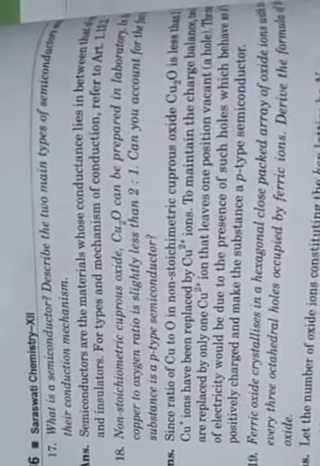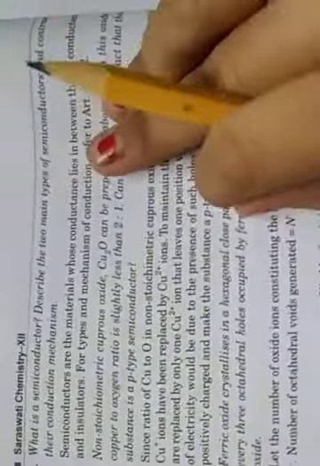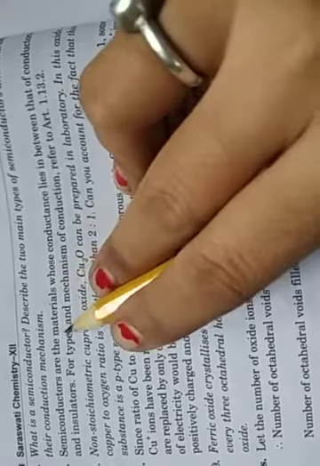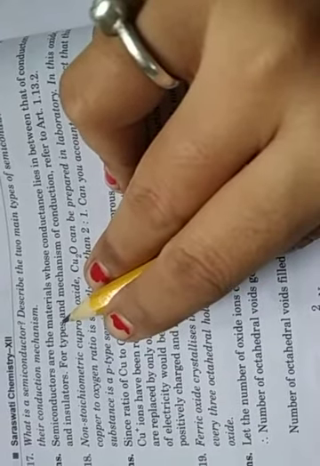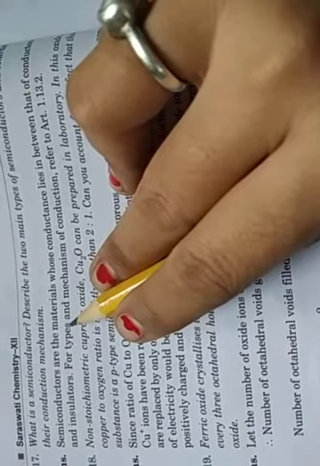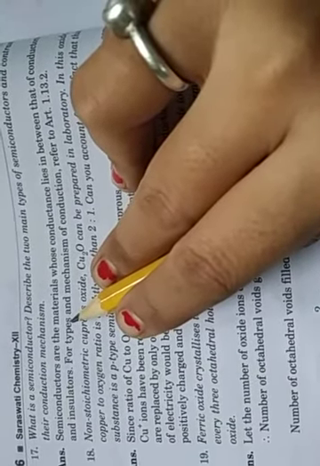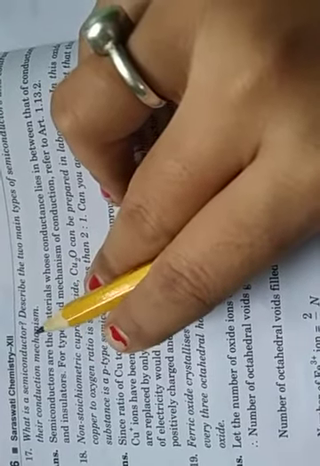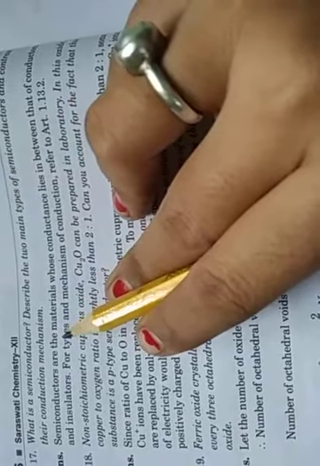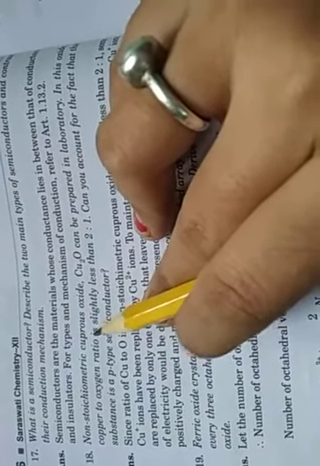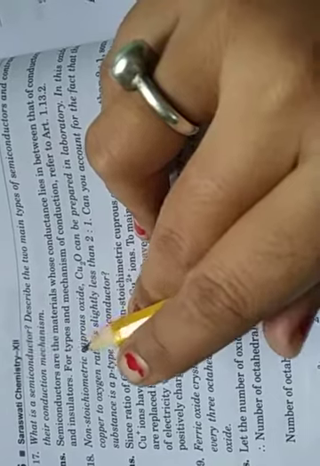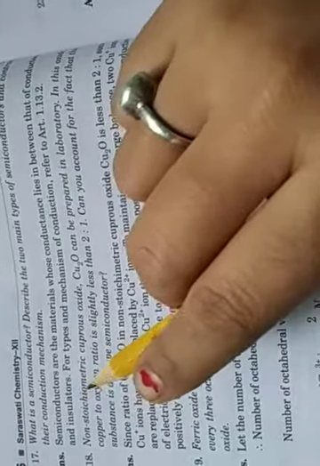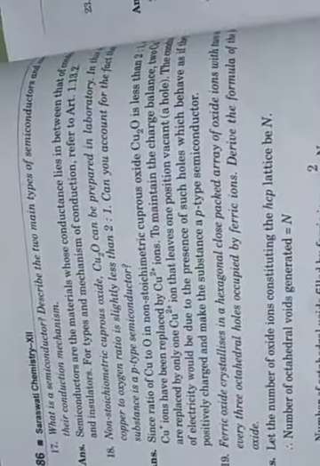Question number 17. What is a semiconductor? Describe the two main types of semiconductor and contrast their conduction mechanism. I already explained this in my last video on conductivity in electricity, so you have to see that video, where I completely explain conductor, insulator and semiconductor. Here I only define semiconductors as materials whose conductance lies between that of conductors and insulators. So please see my video.